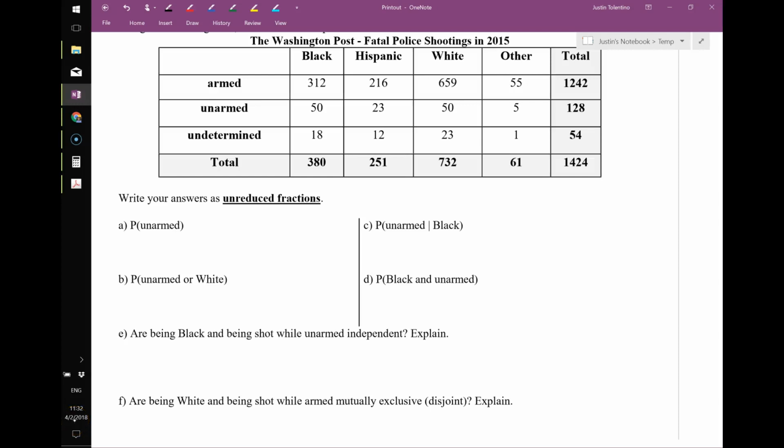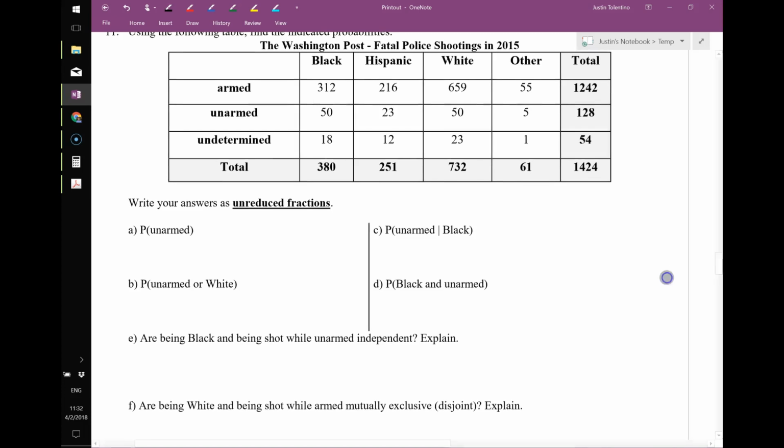So here we're given a two-way contingency table with whether or not a person is armed when they're shot fatally and their race or ethnicity. And they also gave us the totals already to help us out. Now it does say write your answers as unreduced fractions, so I'm not going to reduce anything.